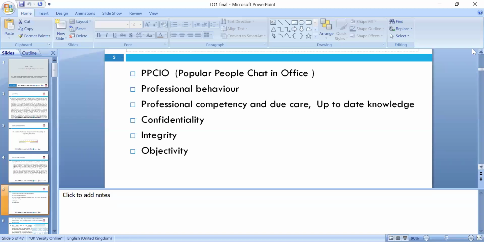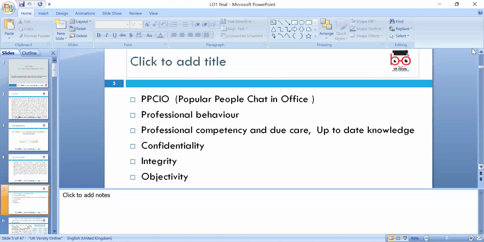So first is ethics. Ethics are moral principles. If you're a member of IFA, or a student member, you will have to follow the five most important professional codes of ethics. Professional behavior: if you want to remember easily, you can say popular people chat in office. With professional behavior, we always give non-conflicting information that is true, not hiding anything or acting out of self-interest. Giving advice for the sake of getting commission is not professional behavior. We need to give true and fair information.